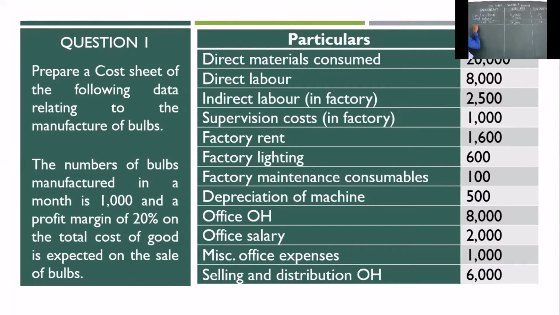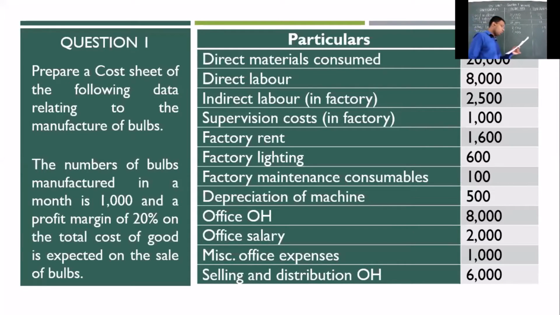So let us write that. Indirect labor. This is 2,500. So 2,500 is a total cost, so cost per unit will be 2.5. Then we have supervision overhead. Supervision overhead is 1,000 and cost per unit will be 1.